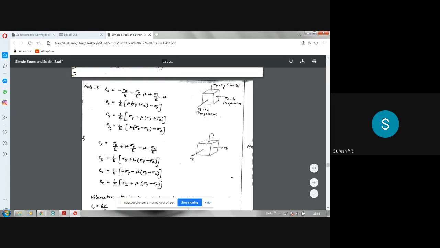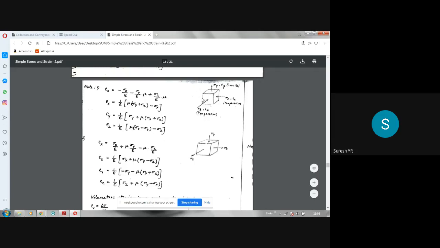Similarly, take the expression for Ez, the total strain in z direction due to all three stresses, sigma x, sigma y, sigma z. In that case, first I will take this sigma z. Sigma z is compressive. Since it is compressive, I have to take a negative. So minus sigma z by E. That's what I have written here. Minus sigma z by E is the strain in this direction due to sigma z.